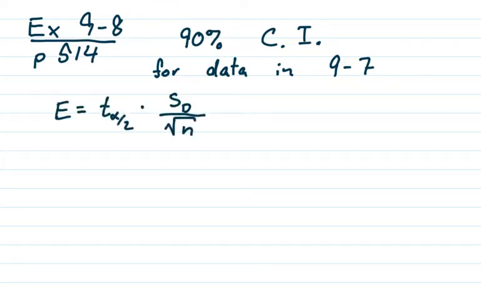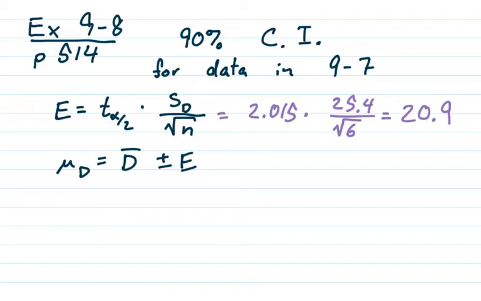So I always break it into two formulas. I say E is equal to t subscript alpha over 2 times s subscript d divided by the square root of n. And then the second piece of that, I just write it as mu subscript d is equal to d bar plus or minus E. So this is a kind of natural way to do it. You give a point estimate plus or minus the margin of error. And I feel like when we chunk it into those two individual pieces, it helps us to remember it a little bit easier.